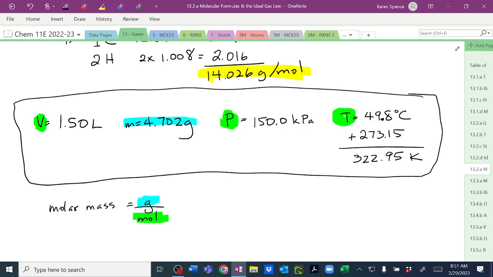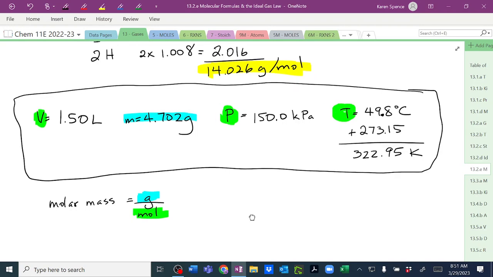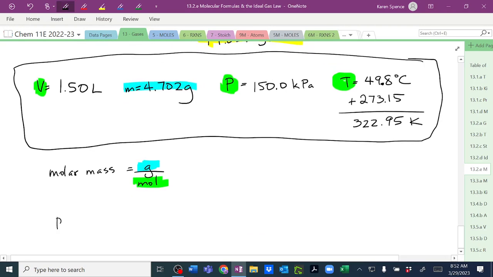PV equals nRT. Okay, so let's do PV equals nRT. We'll solve for n. n is equal to PV over RT. And I don't believe we have an R that uses kilopascals. So we'll have to convert kilopascals into probably atmospheres is easiest.